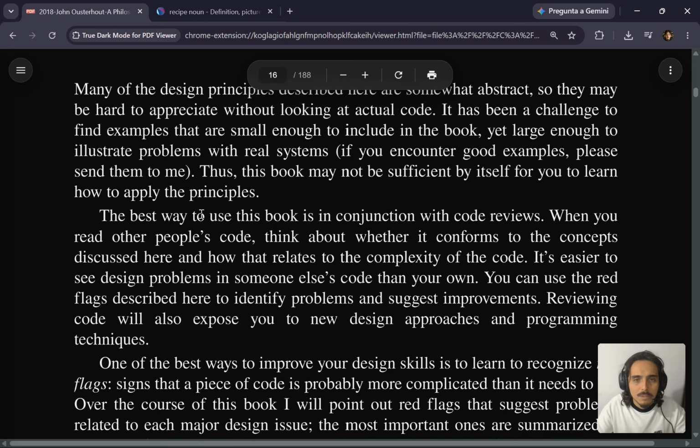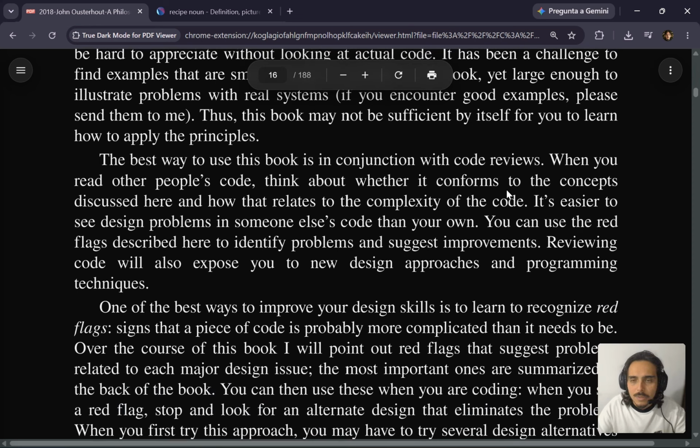The best way to use this book is in conjunction with code reviews when you read other people's code. So we have a lot of code to read thanks to AI. So perfect. Think about whether it conforms to the concept discussed here. Okay, it's easier to see design problems in someone else's code than your own.